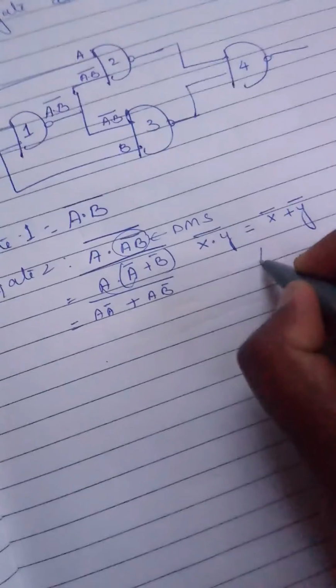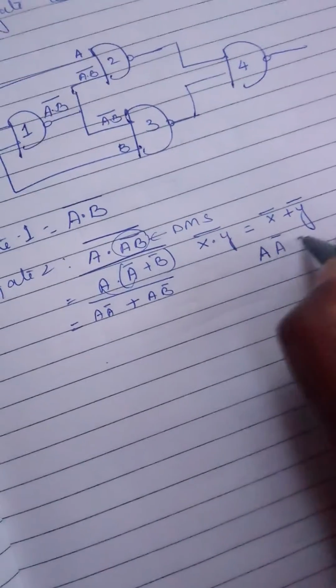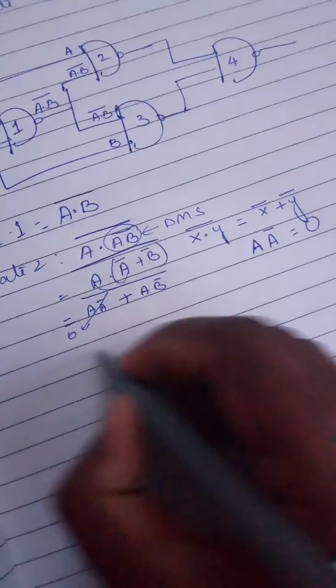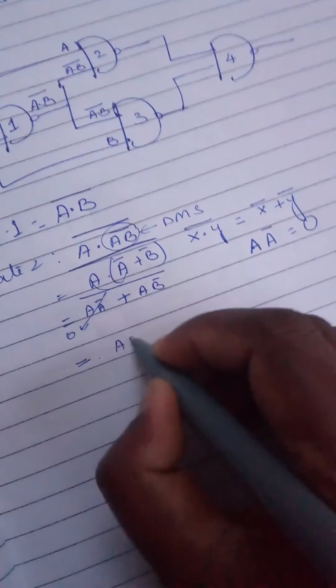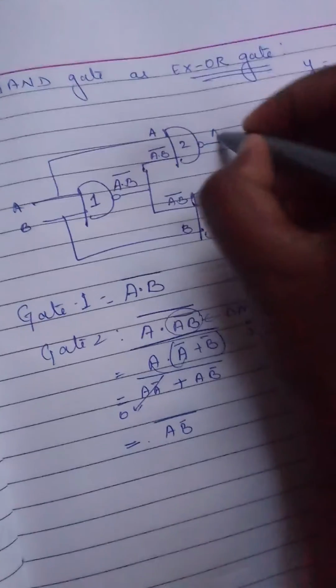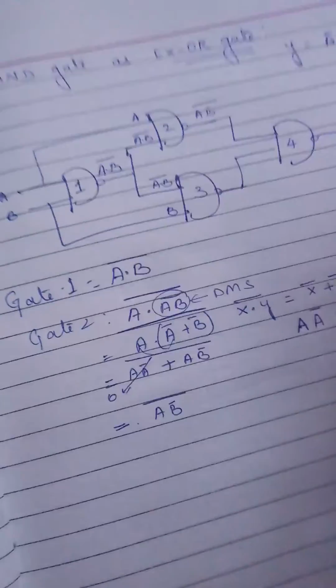According to Boolean algebra, A A bar is 0. So this term is 0. This leads you to (A B bar) whole complement. So the output of gate 2 is (A B bar) whole complement.